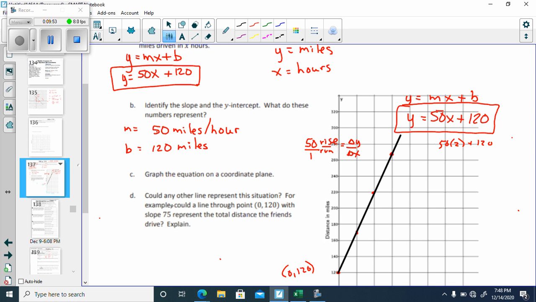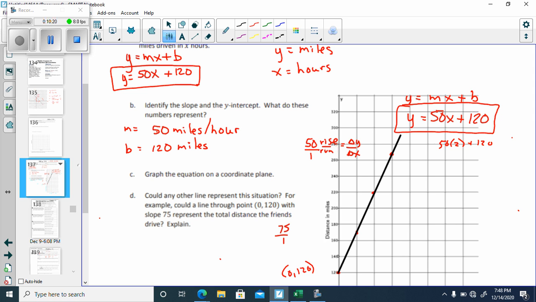Next question says, could any other line represent this situation? For example, could a line through this point 120 with a slope of 75 represent the total distance for the drive? Well, if I did it as a slope of 75, our slope would be 75 over 1. That tells me we're going 75 miles each hour. And that's not going to give me the same data.